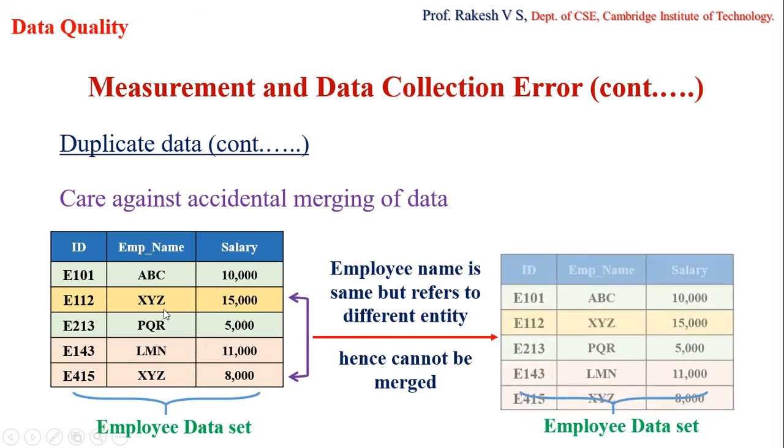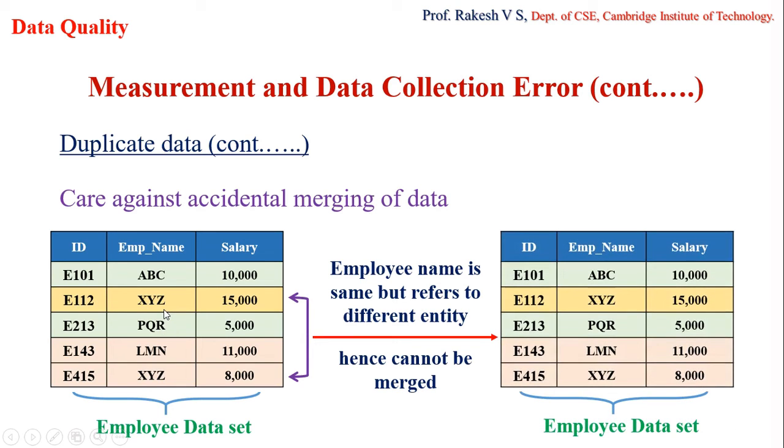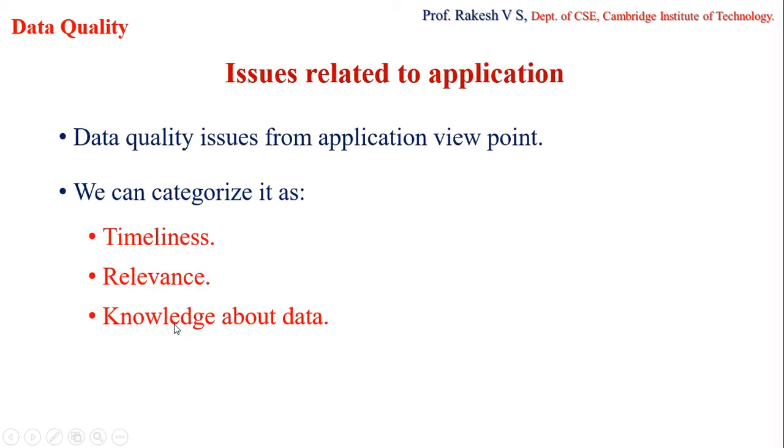The table will be taken as it is for the analysis purpose. So here we have to take utmost care with respect to duplicate data. Sometimes the duplicate data present might be representing the same entity, but in this case this name is duplicate here, but these two are different entities which I cannot merge. So this is the problem that we have with respect to duplicate data.